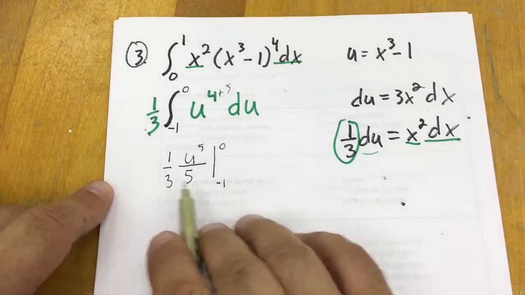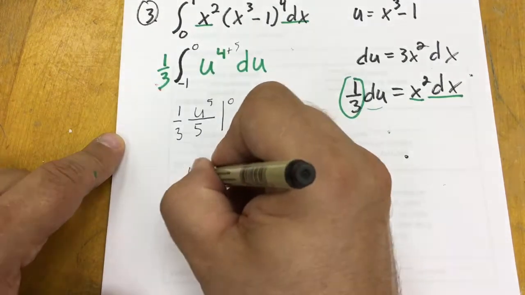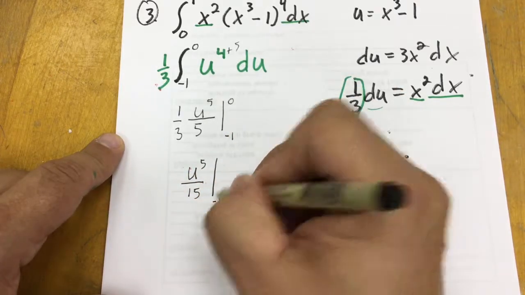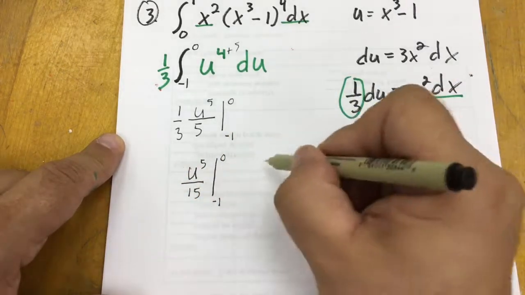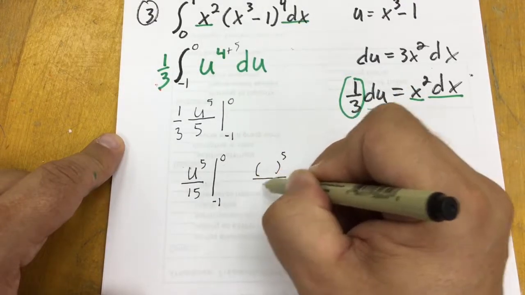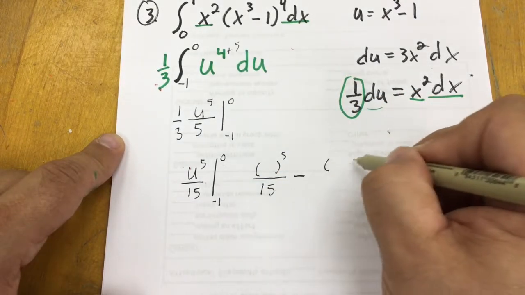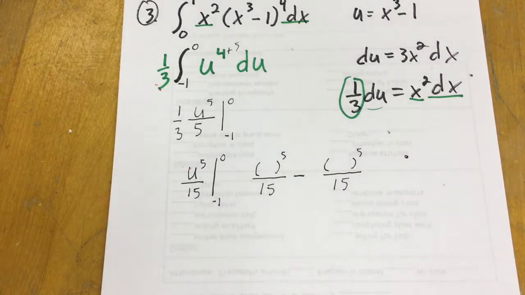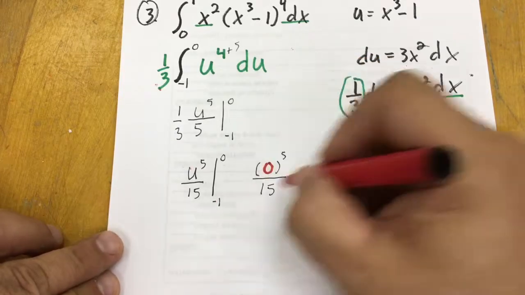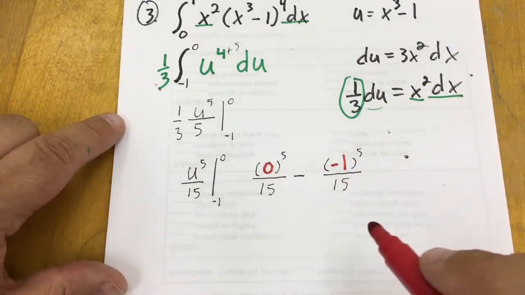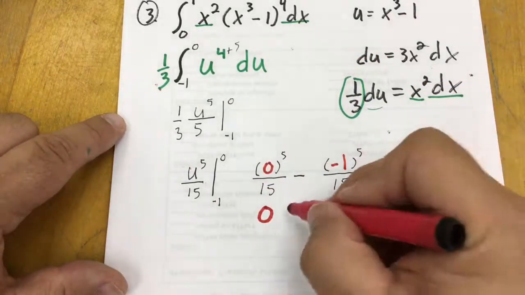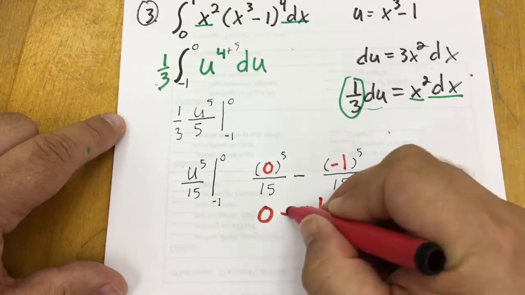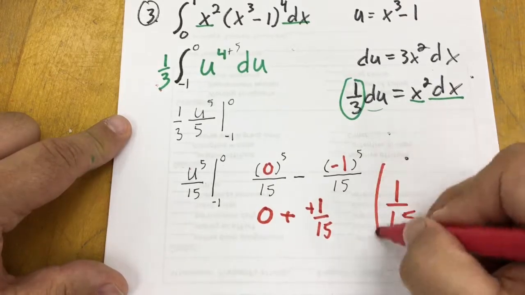So now what I need to do is simplify this a little bit further. That's going to give me u to the fifth over 15 on the closed interval from -1 to 0. And now that's going to give me something to the fifth over 15 minus something to the fifth over 15. And the values I throw in those parentheses are 0 and -1. Now 0 to the fifth is 0. 0 divided by 15 is going to give me 0 minus -1/15. So minus minus, that's going to give me a positive 1/15 as my answer.